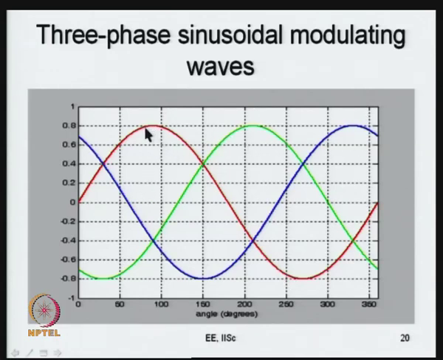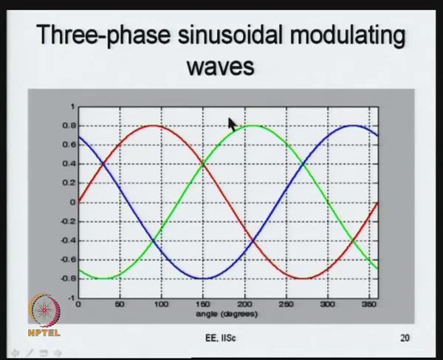This is the red phase R, this is the Y phase, I have just given it in green for clear visibility, and this is the blue phase B. You phase shift R by 120 degree, you will get this Y phase signal. You phase shift this by 120 degree, you get this B phase signal. So, these are 3 phase sinusoidal modulating waves.